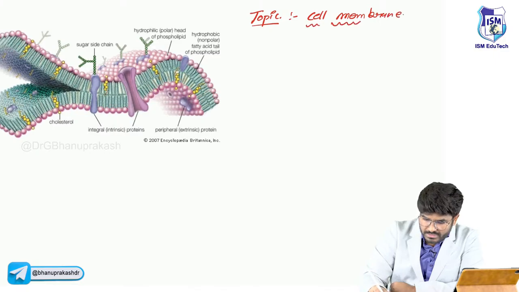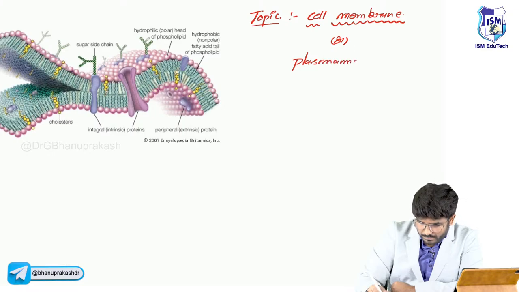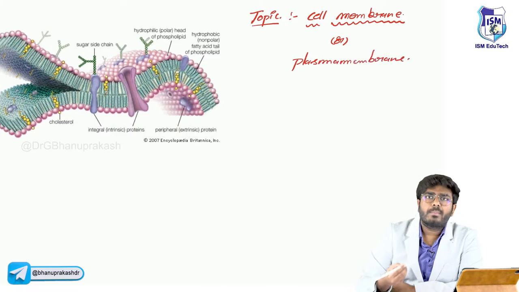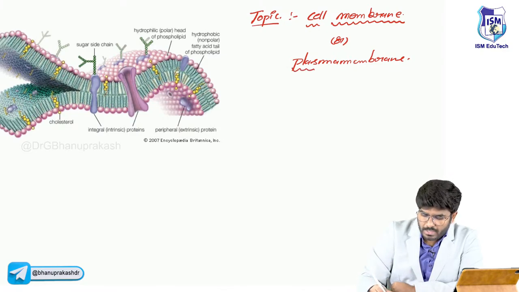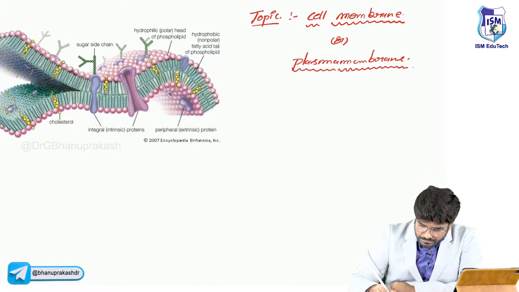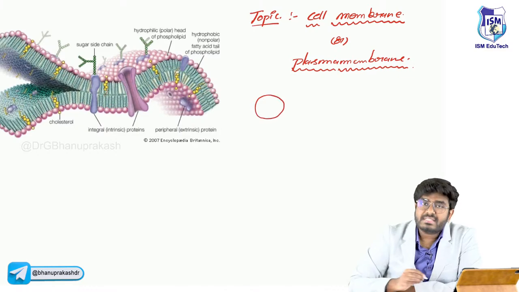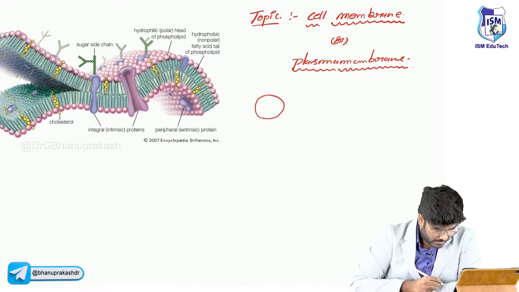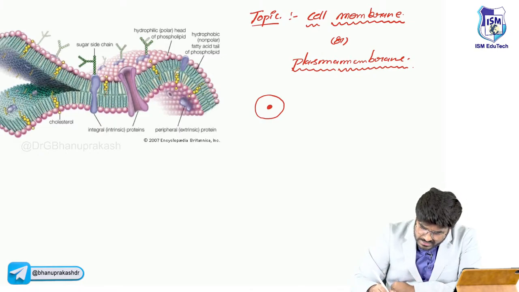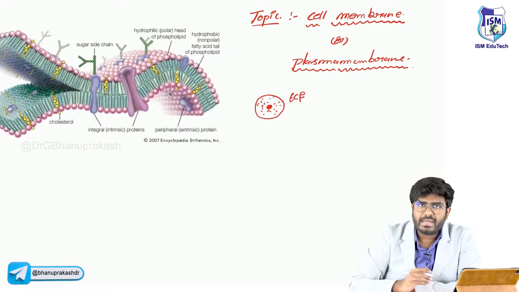The cell membrane is a membrane present around the cell. It's also called the plasma membrane, or plasmalemma. For example, imagine this is one single cell. Inside the cell, we know the central-most structure is called the nucleus, as you have studied in your class 11th and 12th. This is the cytoplasm. This is the extracellular fluid. Outside of the cell, there is going to be the extracellular matrix and the extracellular fluid.